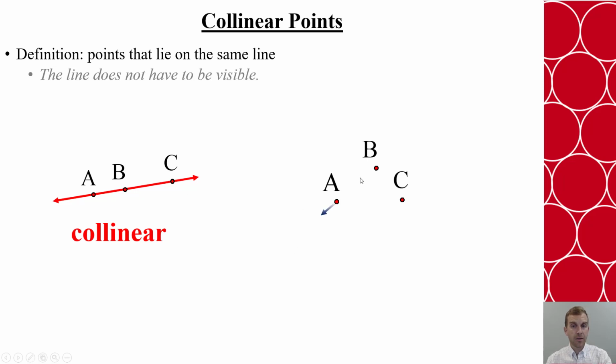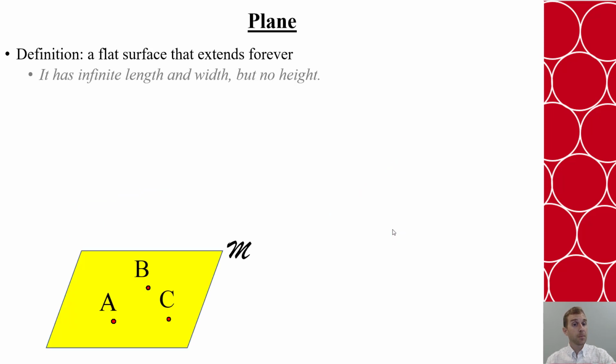However, if I draw a line through A and B here, C is not on that line, so these are non-collinear points. And if they're non-collinear points, the 3 non-collinear points would create a plane, or make them coplanar. So let's talk about planes then.